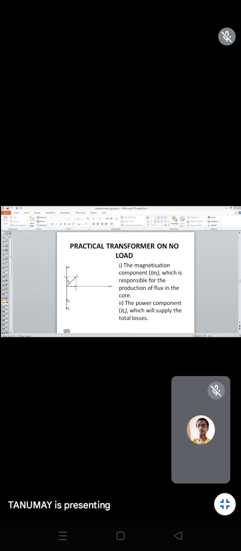Now in this particular case, as I told you earlier, in the case of a no load transformer, there is no load over the transformer secondary side. That's why the value of E2 will be lesser than E1, which you can see from this side. So what is actually IC? This IC will try to produce the losses over the transformer, and the IM component, that is the magnetizing component, will be used to magnetize the transformer core.